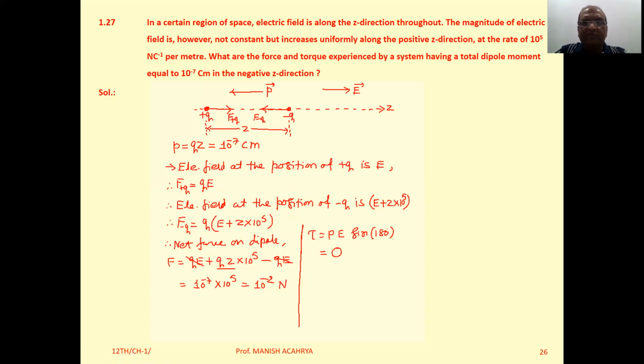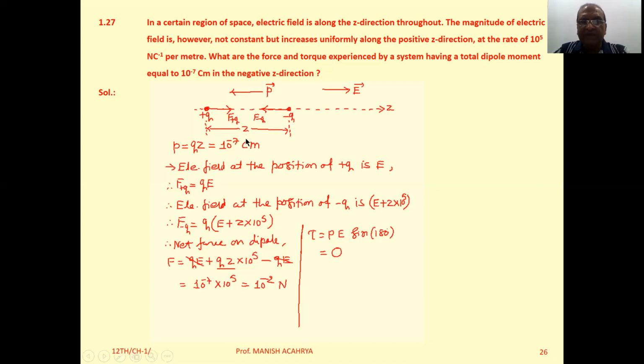Now we want to calculate force and torque. So first of all, we have to think about the force acting on positive charge due to this electric field, then force on negative charge due to this electric field, and then after we have to take resultant. So we know this thing, when any charge q is placed in electric field E, the force acts on it, that is qE. So force on positive charge +q is qE. Okay. Then force on negative charge.